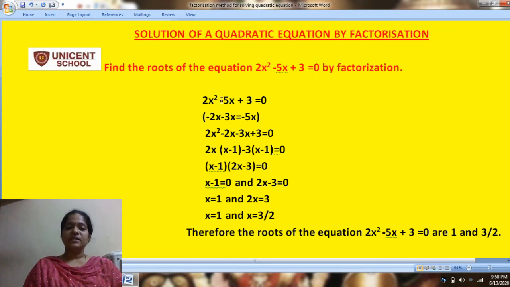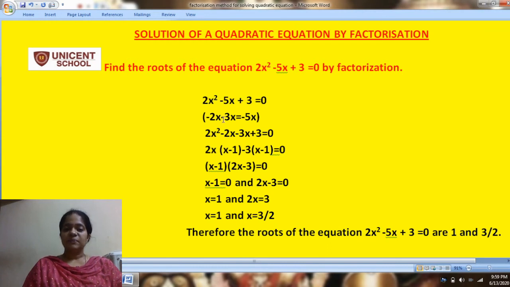We can split this minus 5x as minus 2x and minus 3x. When we add both of them, minus 2 and minus 3, we get the sum as minus 5x. Also, we get the product as 6, as we need the product 3 into 2, which is 6. In the same way, minus 2 into minus 3 is also plus 6. So we can split minus 5x as minus 2x and minus 3x.